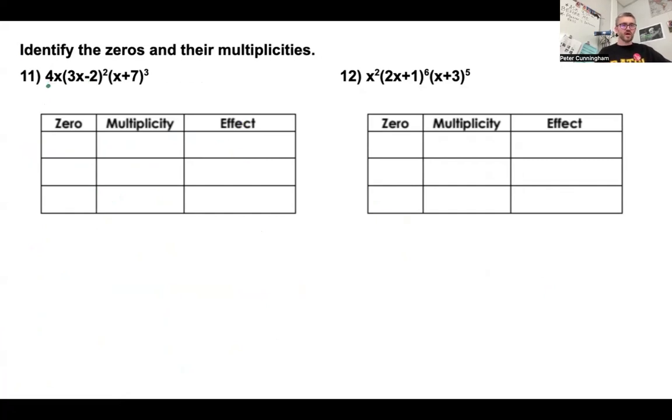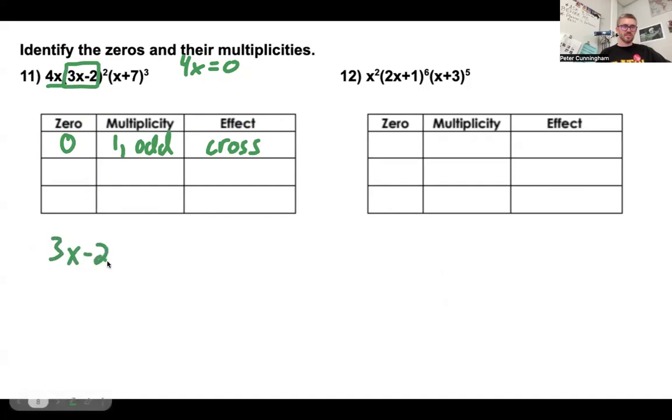Okay, 4x, that's like saying, hey, 4x equals 0. 4 times what equals 0? 4 times 0 equals 0. The multiplicity is 1. It makes it odd. It will cross. These are the ones that most people are going to miss. I shouldn't say that. A lot of people forget to do 3x minus 2 equals 0. You can't just do the opposite here. You got to do some work.